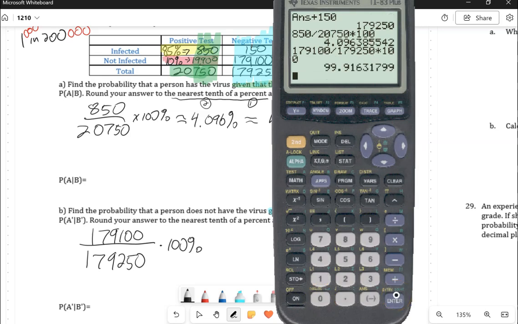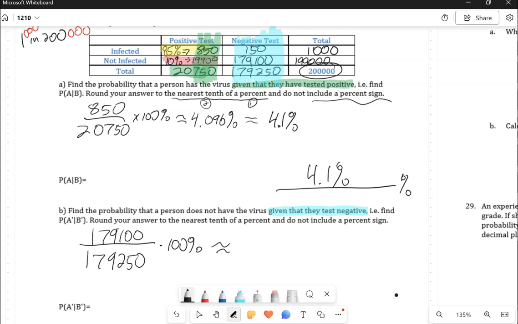$99.9 when we round to one decimal place. So basically, if you get a negative test result, chances are very high you don't have it. But if you get a positive test result, chances are very high that you don't have it. That's sad. The way around this problem in society is multiple tests.